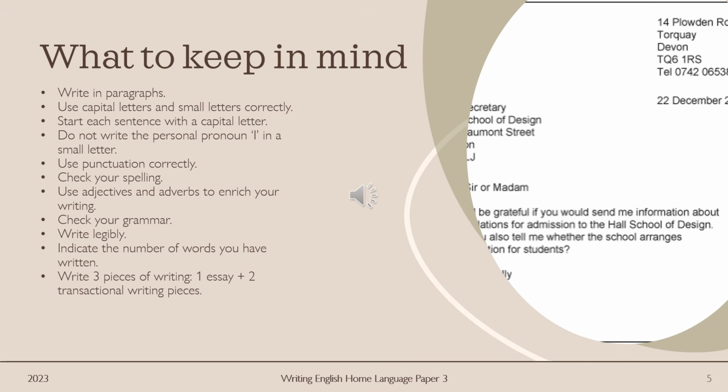Check your grammar. Write legibly. Some learners write so small and in cursive writing that we cannot see what they've written. You will lose marks if people can't see what you have written. You can't get marks if no one knows what you are saying. Write clearly so that everyone can see what you have written. Indicate the number of words that you have written at the end of each piece of writing.